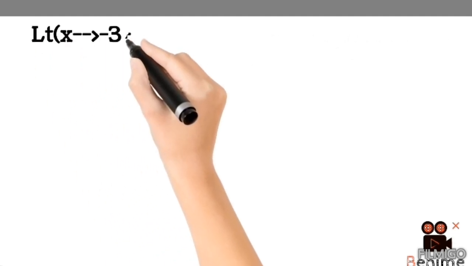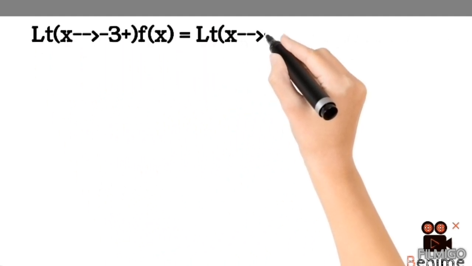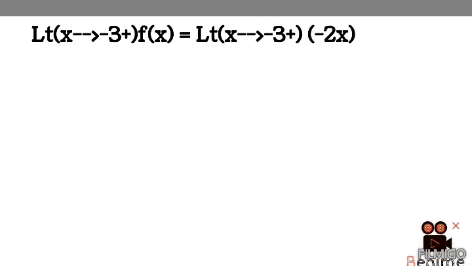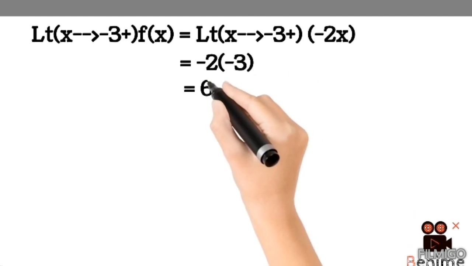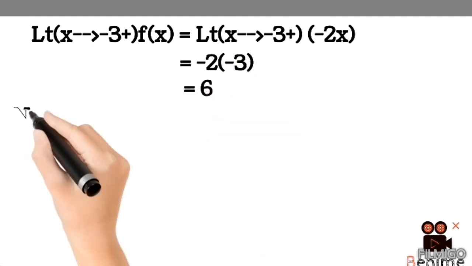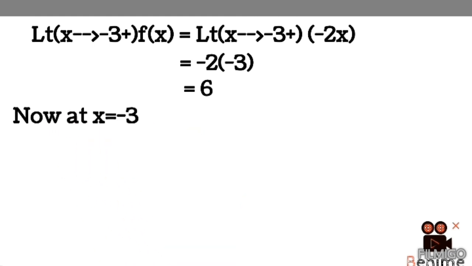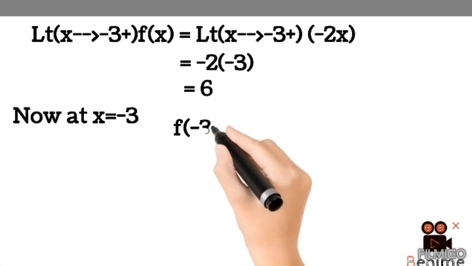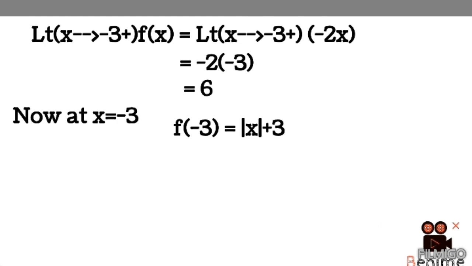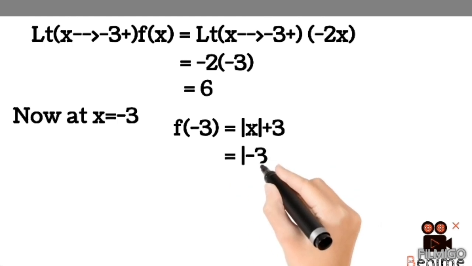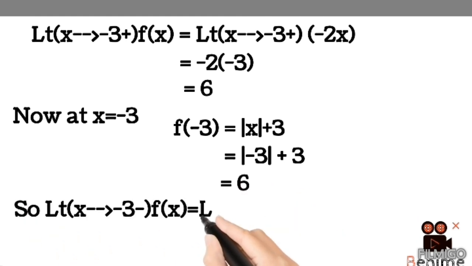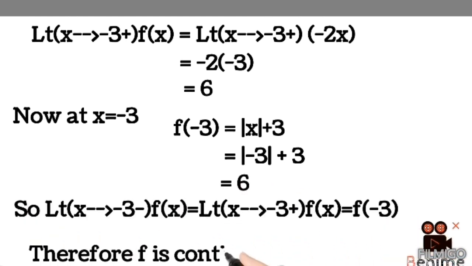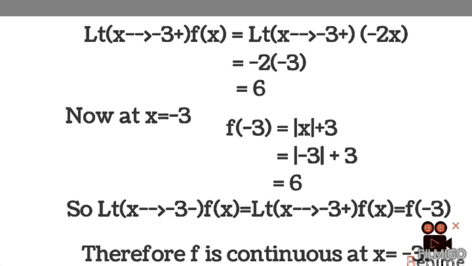Now we solve for the limit as x tends to minus 3 plus. So we are given the function minus 2x if x is greater than minus 3. Now put the limit, that is minus 3, in place of x, from which we get our answer 6. Now we have to check at exactly x equals minus 3. Again in the equation, for x equals minus 3 our function is modulus of x plus 3. Put the value of x and we get answer 6. So therefore all the answers are the same.